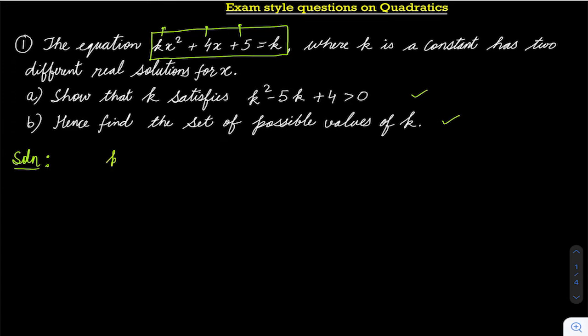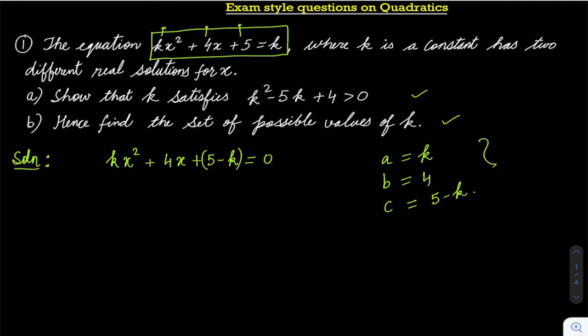So first thing that you will do is make the quadratic so that one side is 0, either the left side or the right side. So let's take this k to the left side of the equation. So we have this equation now. Now we can say that my a value is k, my b value is 4, and my c is 5 minus k for this quadratic. Now once we have this, they are saying it has two real and distinct solutions. So it means my discriminant should be greater than 0, because it says distinct also.